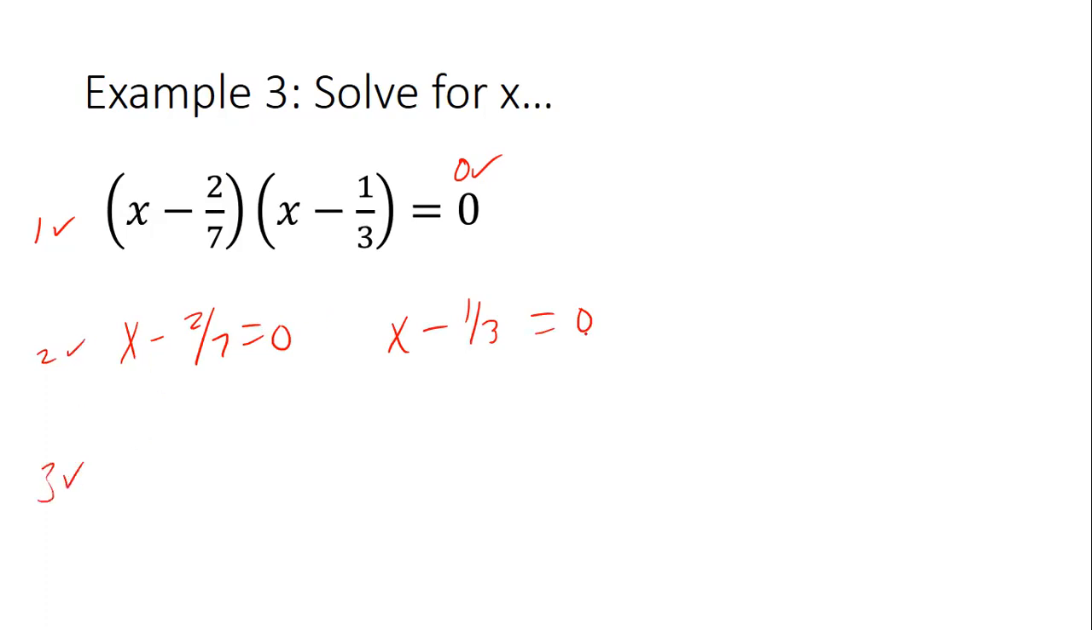Step 3 is to solve. What would I need to do to solve? Add 2/7 to both sides. So therefore x equals positive 2/7. Add 1/3 on both sides. So x equals 1/3.